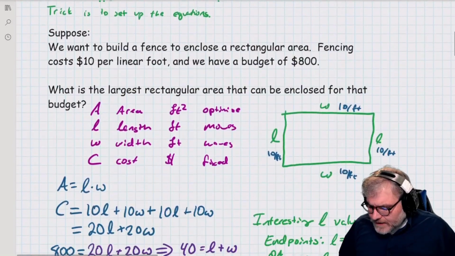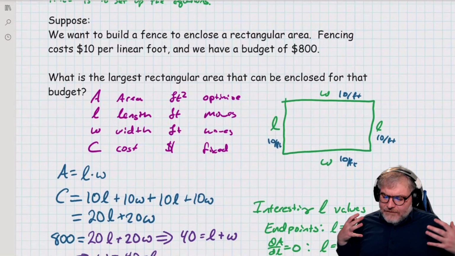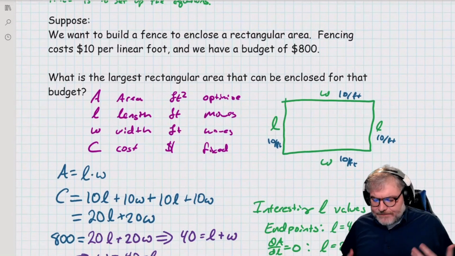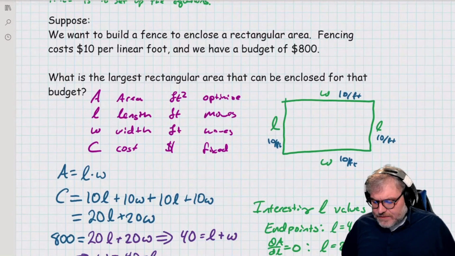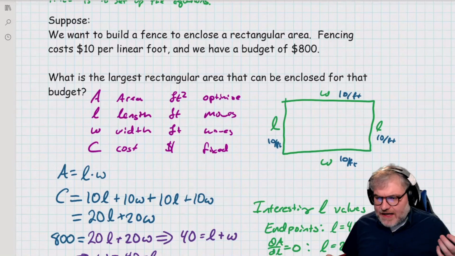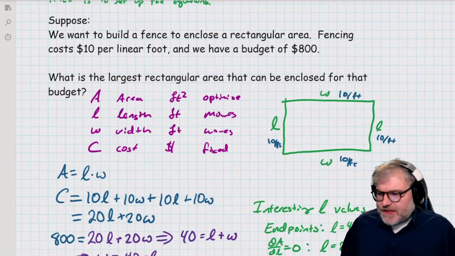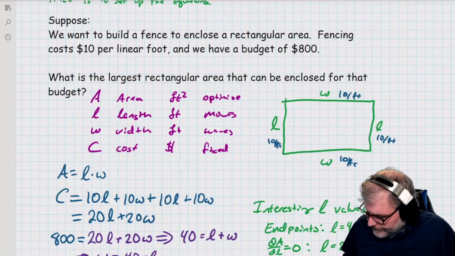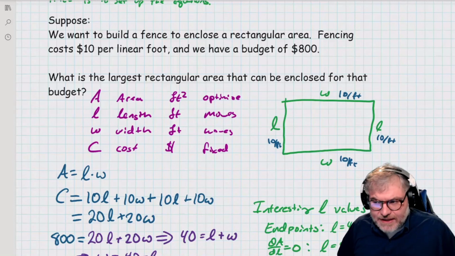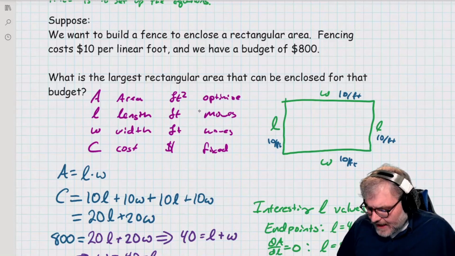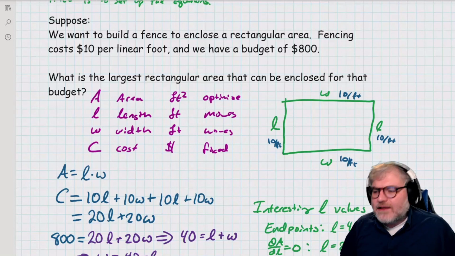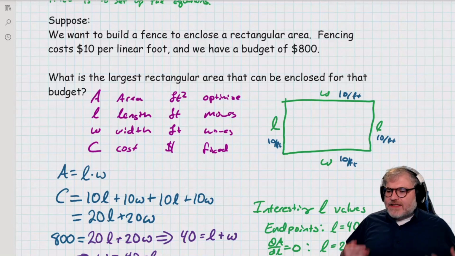Okay, so let's look at an example problem. I want to build a fence to enclose some rectangular area. Fencing costs $10 per linear foot. I have a budget of $800. What's the largest rectangular area that can be enclosed for that budget? So I've got $10 a foot on each side. I list my variables like I was doing a related rates problem. I've got an area in square feet, that's the thing I'm trying to optimize. I've got a length, I've got a width. Both of those move when you take the derivative, and I've got some fixed cost.